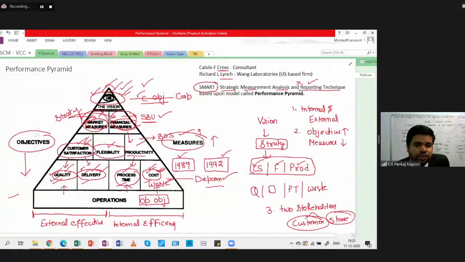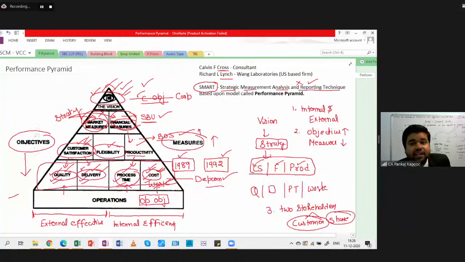Quality is a dimension of performance. Delivery is a dimension of performance. Performance time or process time or the cycle time is a dimension of the performance, or the cost which you incur in the form of wastages. That is the dimension of the performance. So the base is wider, whereas the top is thinner.